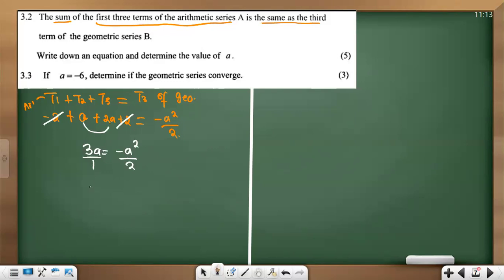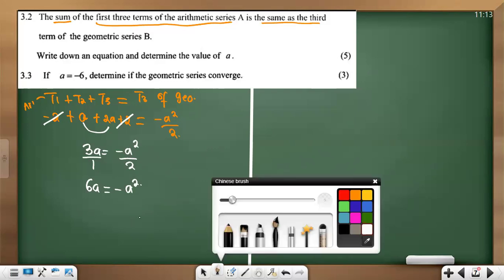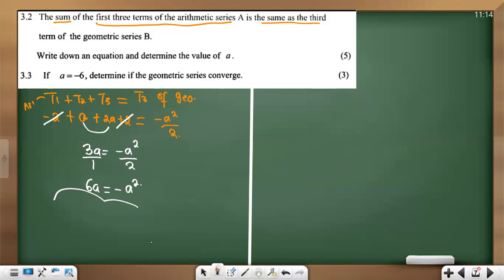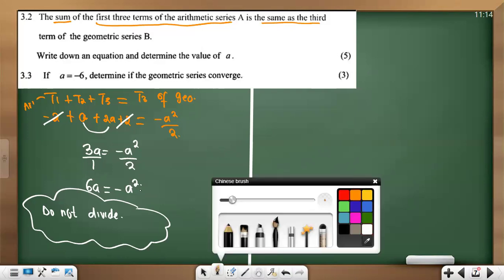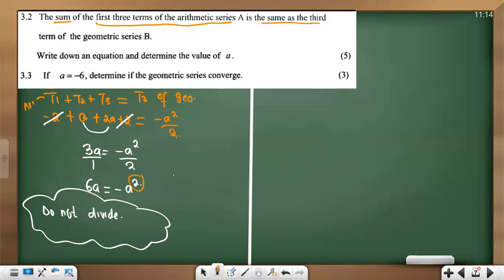Can we do cross multiplication? 6a equals negative a squared. Guys, do not divide. I'm going to make it a note: do not divide. Every time you see squared, it means you should have two solutions. Whenever you divide, you are losing a solution. So to keep both solutions, do not divide.